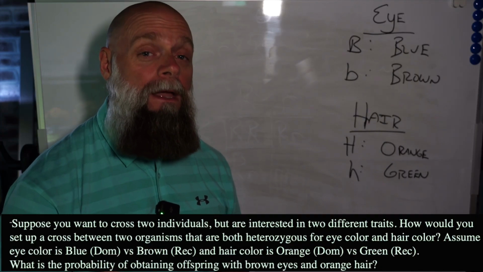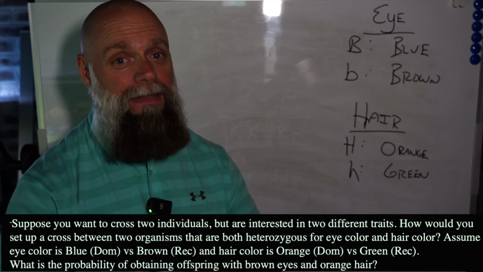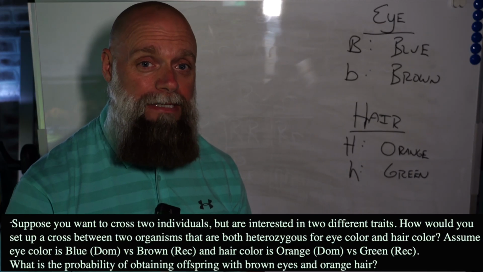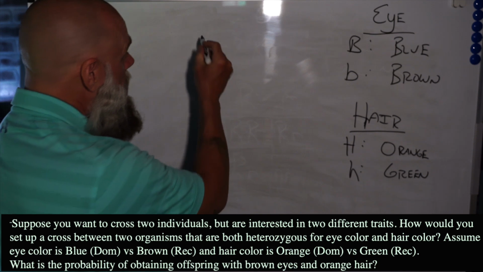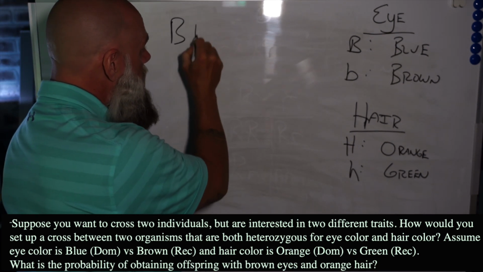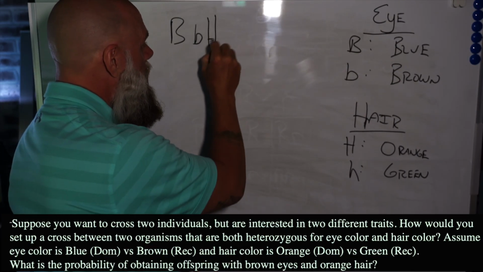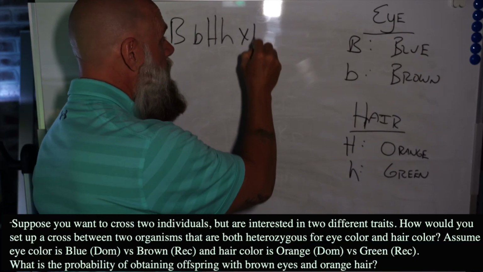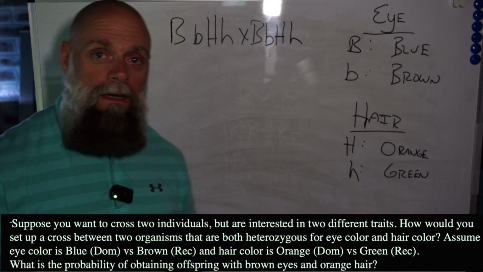So step 2, we have to identify the genotype of the organisms that we're crossing. Now, in the question, it said that both of them are going to be heterozygous for both traits. So, okay, that means we've got an organism that is big B, little b. That's eye color, heterozygous for eye, heterozygous for hair. And we're crossing that with an organism that is also heterozygous for both.